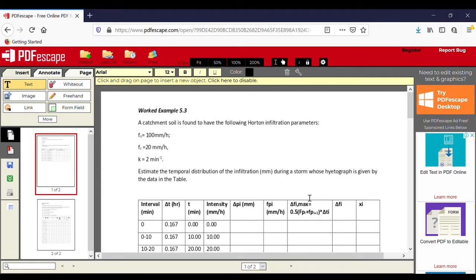This will be the first tutorial for the Horton infiltration model. This question was obtained from Heriot-Watt University, UK, Dubai, Malaysia. So let's go to it.